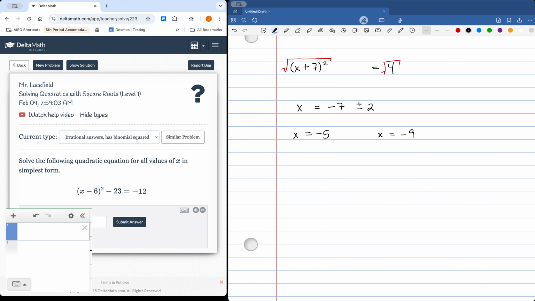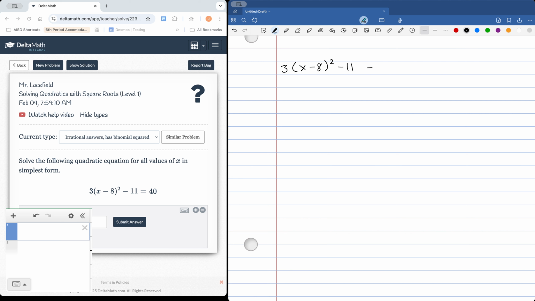Okay, and now let's do something that would be a little bit more irrational. Okay, so this time we have 3 times x minus 8 squared minus 11 equals 40. Okay, first things, let's add 11 to both sides. That goes to 51. And then we're going to take this 51, divide it by 3. 51 divided by 3 is 17.